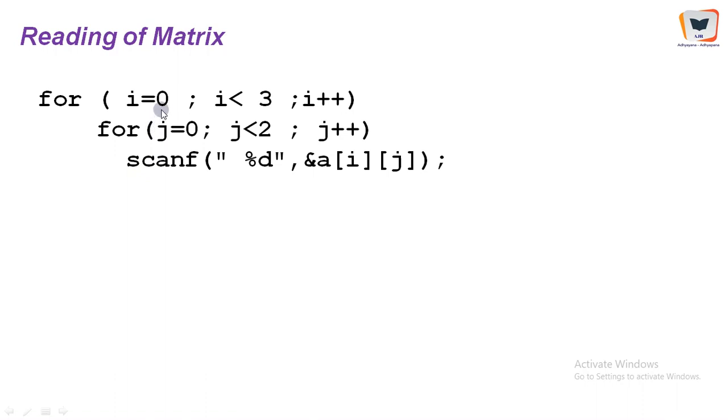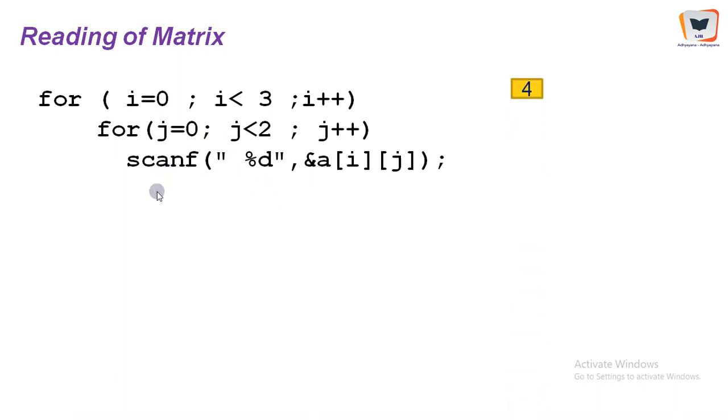In the first cycle, it goes like this: 0,0; 0,1; 1,0; 1,1; 2,0; 2,1, because j is less than 2. So 2,0 and 2,1 will be the third row. 1,0 and 1,1 will be the second row. 0,0 and 0,1 will be the first row.